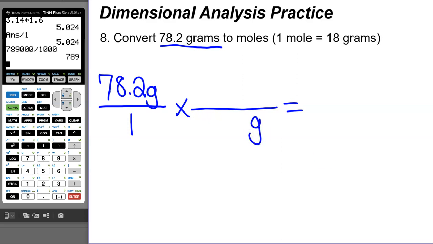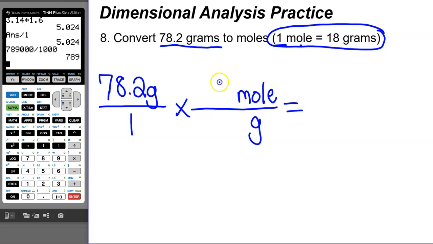And then the unit we want to convert to, we're trying to get to moles. So we'll put moles up in the numerator, and the abbreviation for mole is MOL, but if you don't feel comfortable with that, you can just go ahead and write out the entire word. We'll do that here. So now we have our units set up, and we're just going to use this piece of information that we're given to fill in our values. So we know that 1 mole equals 18 grams, so we're going to put 1 next to mole, and we'll put the 18 next to the grams.